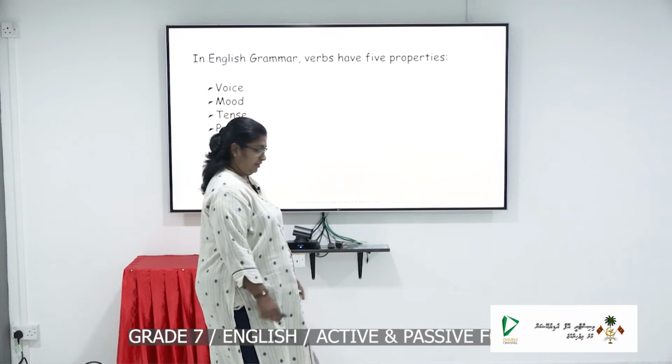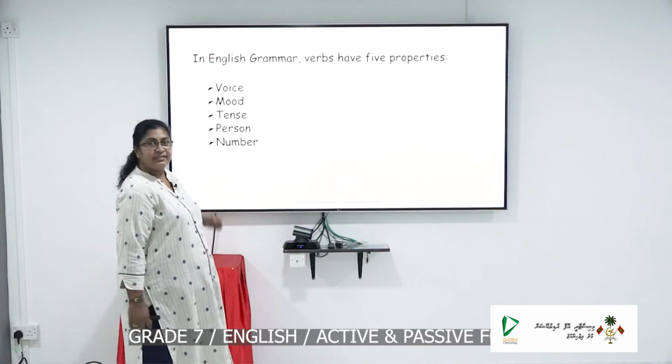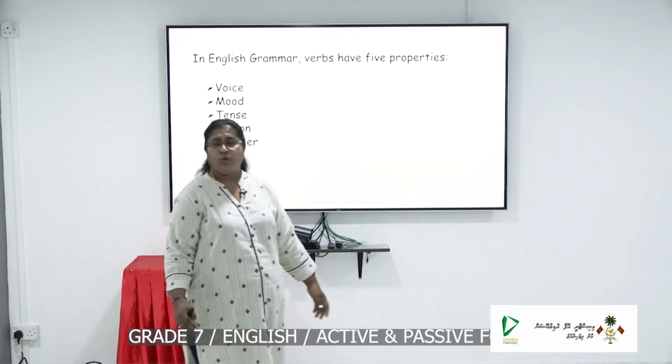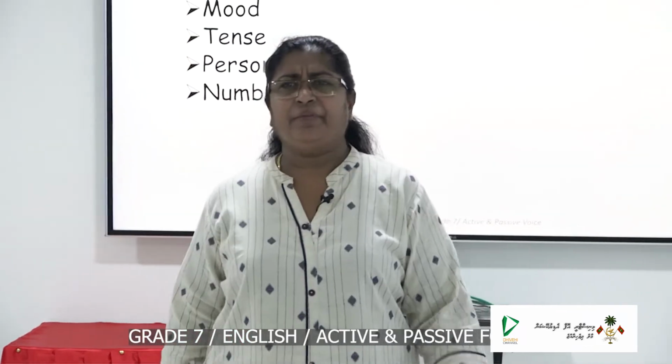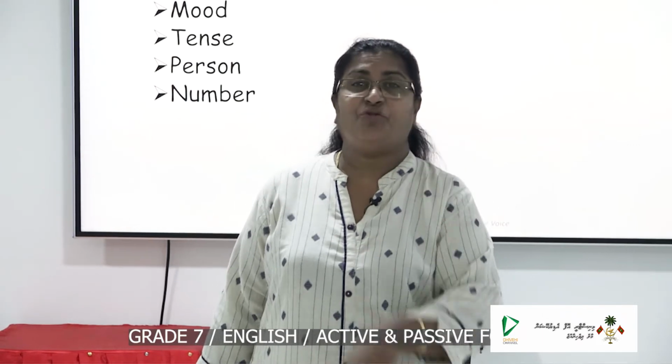Now, before we start, in English grammar, verbs have 5 properties. Not the properties which are for sale, but the things about verbs: voice, mood, tense, person, and number. Of the 5, we are going to start with the first one, voice, so that it will be easy for you.